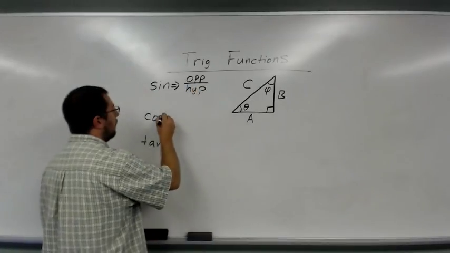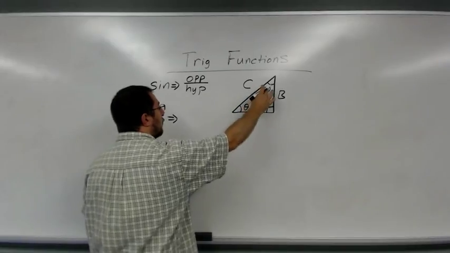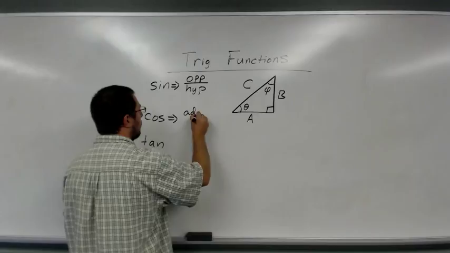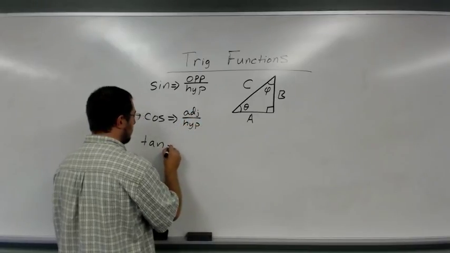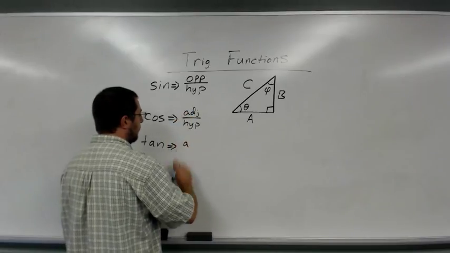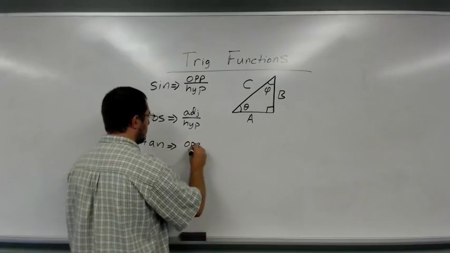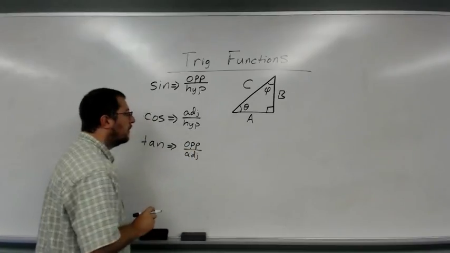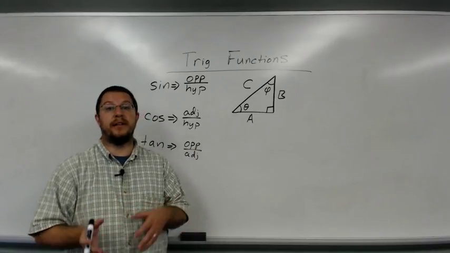Okay? The cosine function takes whatever angle I'm looking at, I look at the adjacent side and divide that by the hypotenuse. And my tangent function takes the opposite side and divides it by the adjacent side. Okay? Now, what are the opposite side and what are the adjacent side?